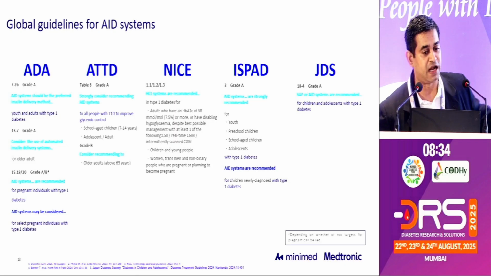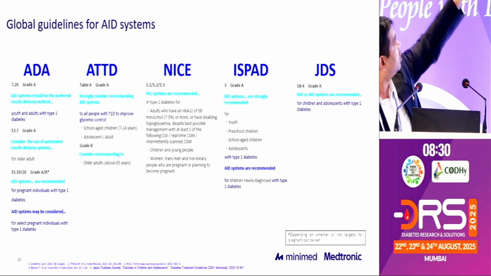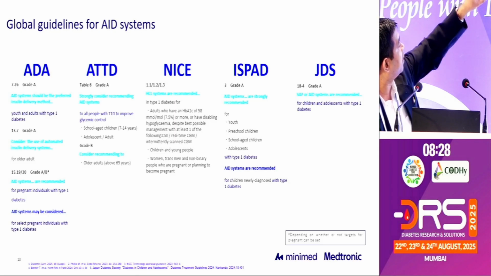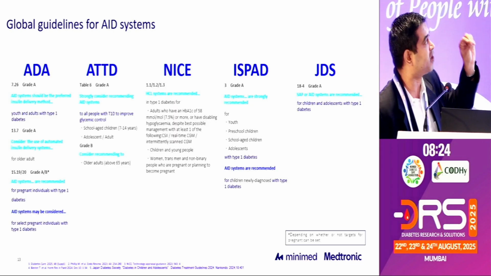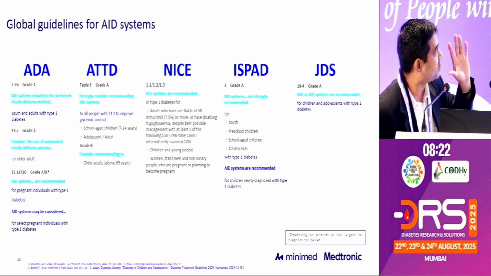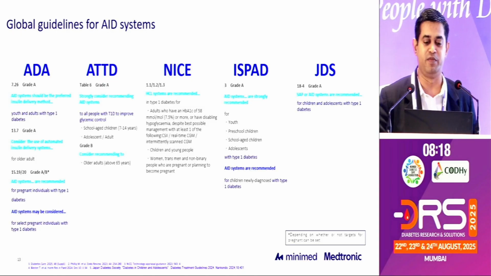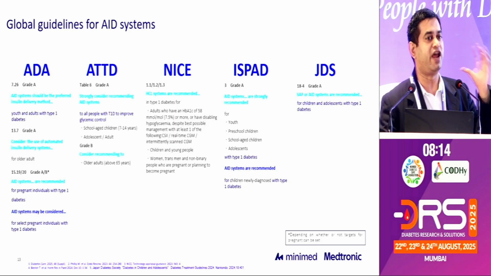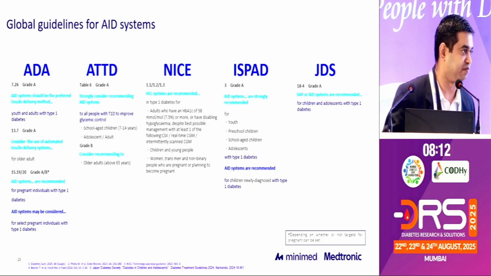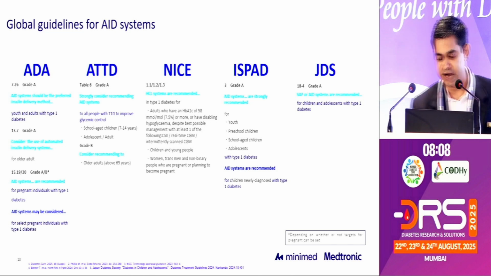And these are the global guidelines for AID, whether it's ADA, ATTD, NICE. You can see the grade A recommendations. AID should be the preferred insulin delivery device for any type 1. ATTD also says the same thing. All of you are aware, NICE did a review in November 2023, and they are now giving, free of cost, because it's NHS, an AID system to every type 1. That's the data they have globally. Same for ISPAD and JDS.